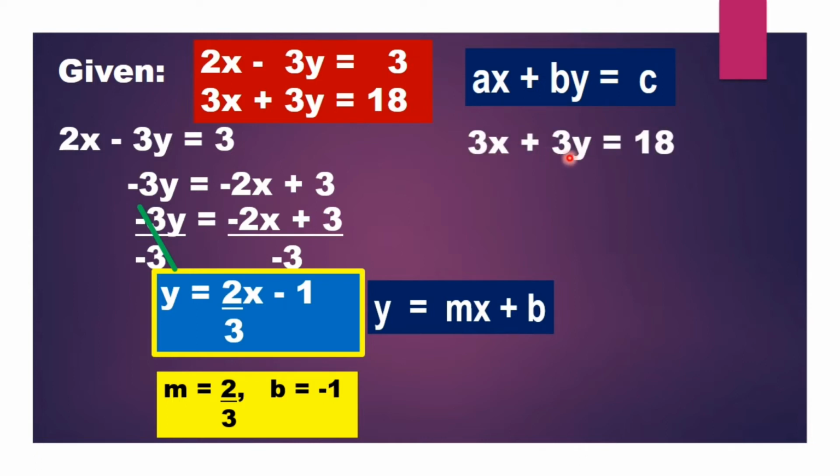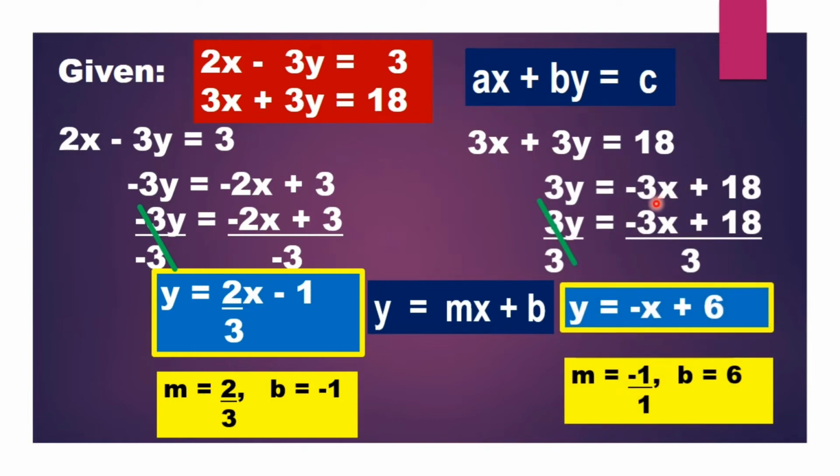Solving for 3x plus 3y equals 18. Transpose 3x to the other side, becomes negative 3x. So, we have 3y equals negative 3x plus 18. Divide both sides by 3. So, 3 divided by 3 equals 1, and negative 3 divided by 3 is negative 1, or negative x. 18 divided by 3 is positive 6. So, ang slope mo dito is negative 1, or negative 1 over 1. Ang y-intercept is 6.